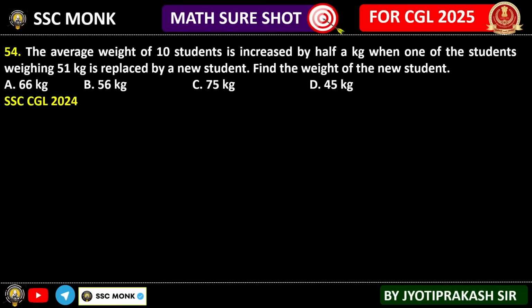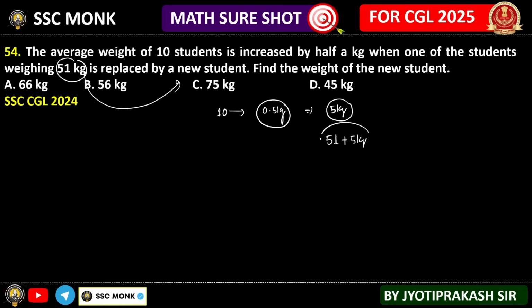Next, the average weight of 10 students is increased by half a kg when one of the student weighing 51 kg is replaced by a new student. Find the weight of new student. Now see what happened. 10 students, average weight increased by 0.5 kg. That means total increment 5 kg. Now this total increment of 5 kg happened when this 51 kg is replaced by a new student. That means the new student brought in 51 kg plus 5 kg more. That is equal to 56 kg.